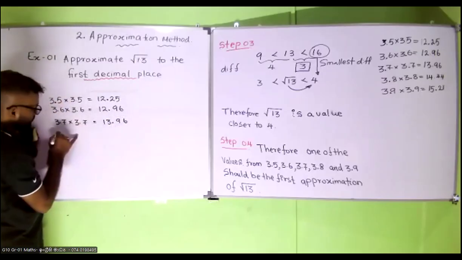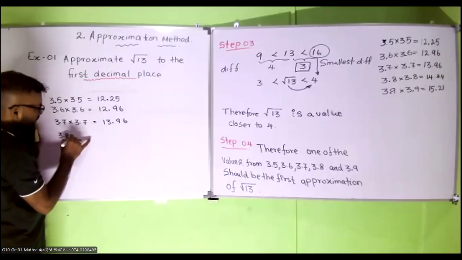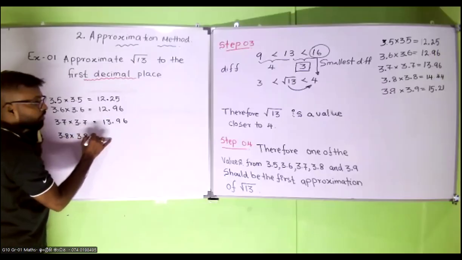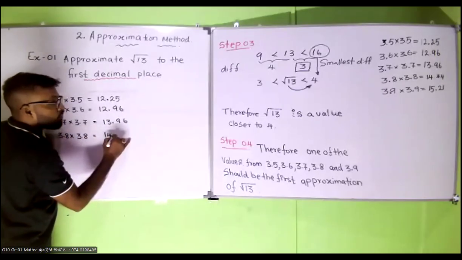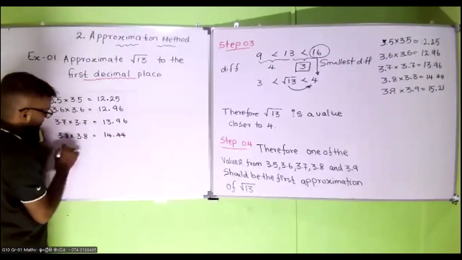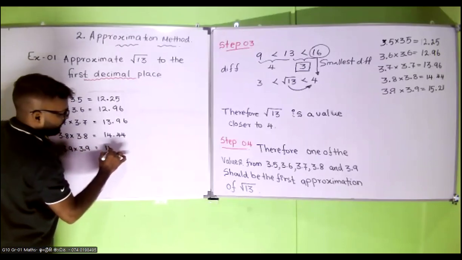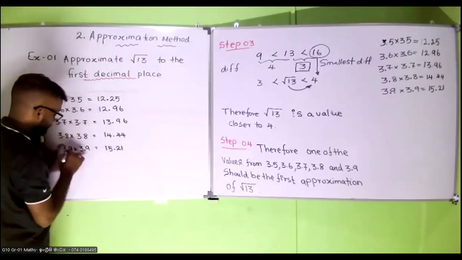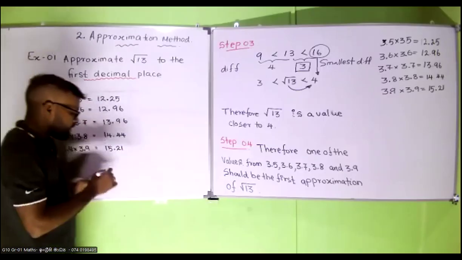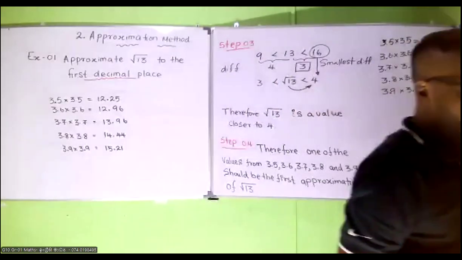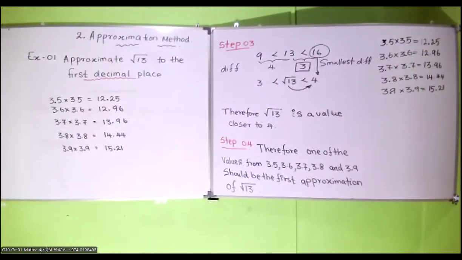13.96. 3.8 into 3.8, 14.44. 3.9 into 3.9, 15.21. Right? So these are the values. Okay, all of you done? Please send me a D. Right. Okay, so how are you doing?